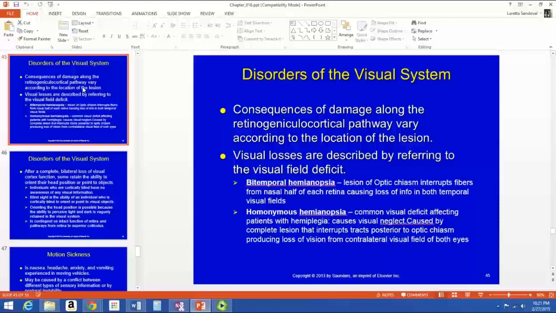So for example, say the lesion was posterior to the chiasm on the right side, you would lose the left half of the left eye and the left half of the right eye.